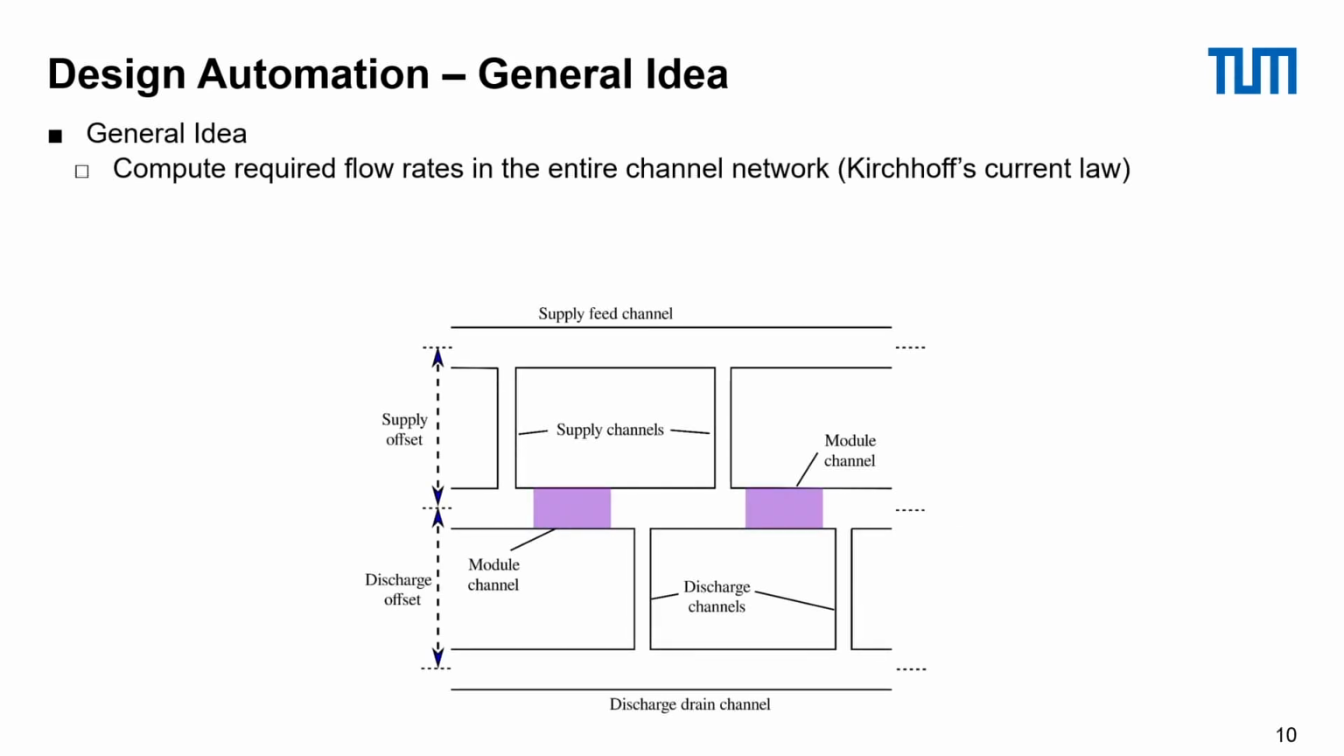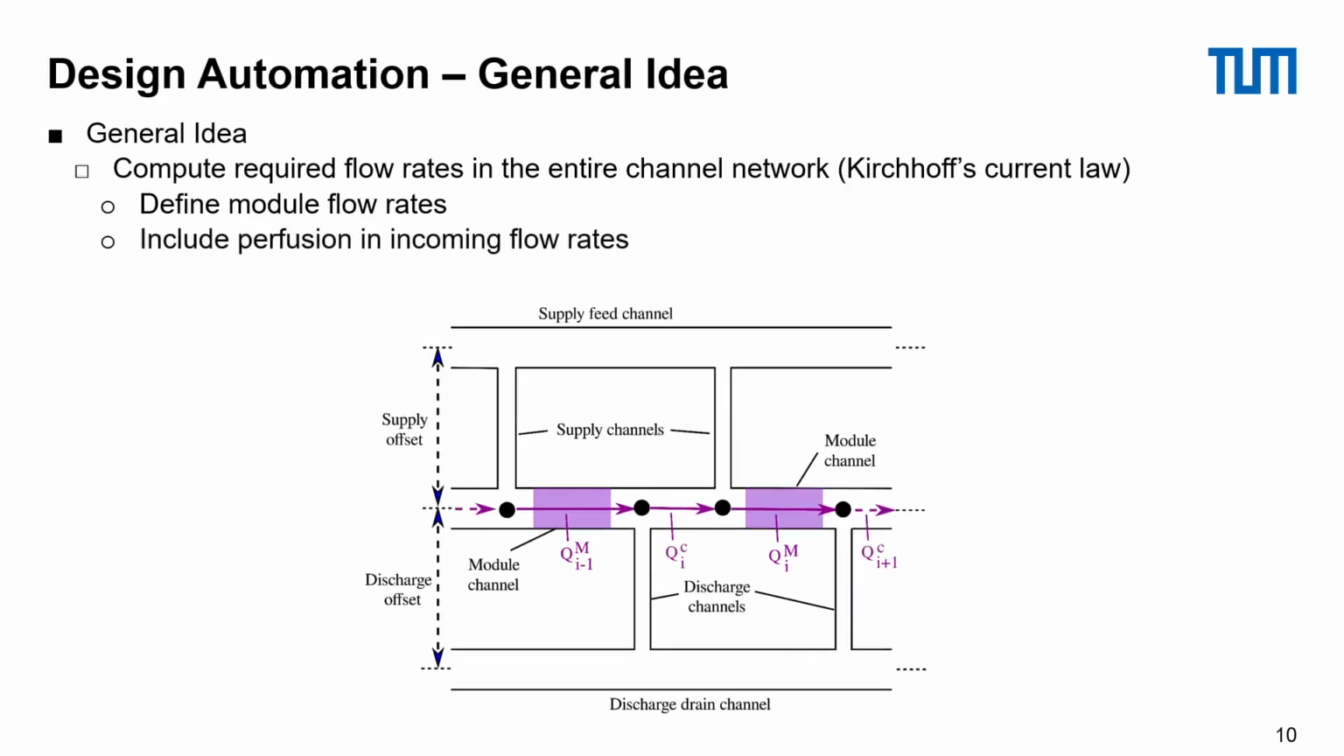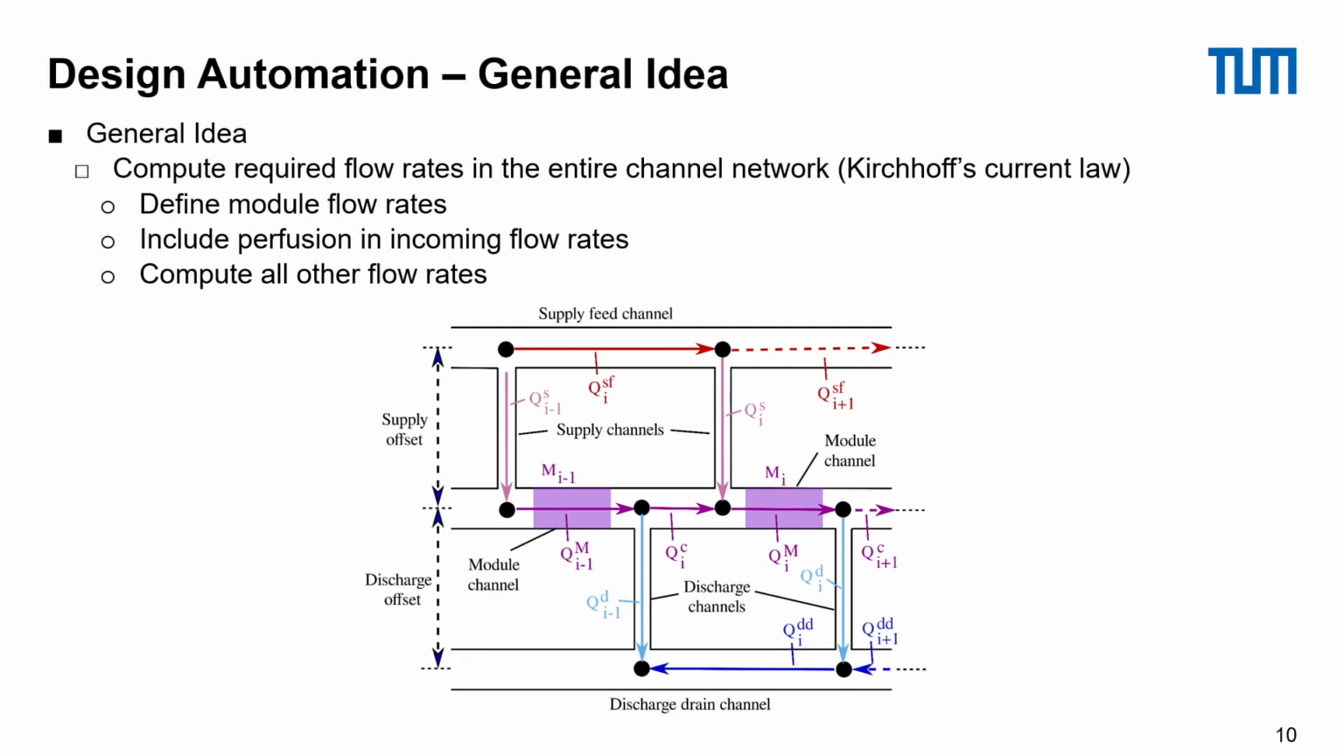The general idea for this schematic I just showed was we want to compute the flow rates in the entire channel network, and this is, as I mentioned, based on Kirchhoff's laws. And we define the module flow rates, so the flow rate underneath each of the modules, as well as the perfusion flow rates. These are the flow rates we already know, they are set, and all of the other flow rates we can compute based on these. So we use supply and discharge channels to include more fresh medium, replenish the medium, and this also leads to a stationary fluid volume in our chip. It's not a stationary system itself, but you don't lose or gain any volume in the system. And then they are supplied by feed and drain channels respectively, and eventually this allows us to have a flow rate that you need to apply at your pumps.